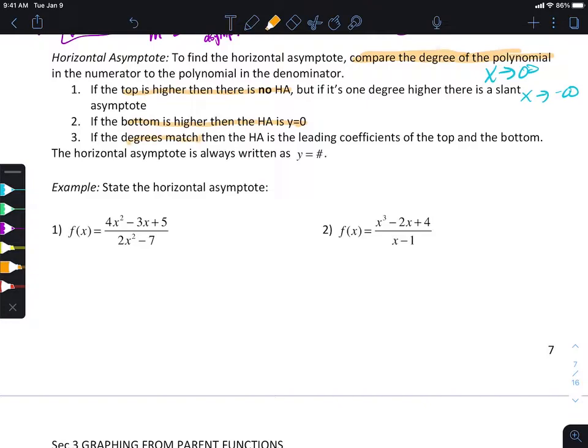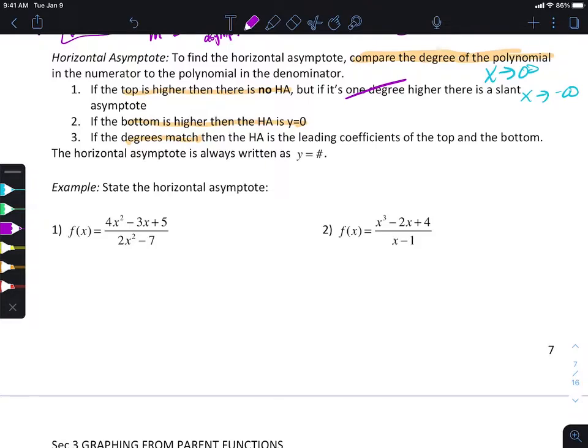Okay, so if the top is higher, there's no horizontal asymptote, there is a slant asymptote. Typically we only go over it if it's 1 degree higher, but technically there's still a slant asymptote anyways. So regardless of how much higher it is on the top, there's always a slant asymptote. Usually we just look at linear slant asymptotes. I haven't told you how to find a slant asymptote. So for today, we're just looking at, there's no horizontal, but there is a slant.